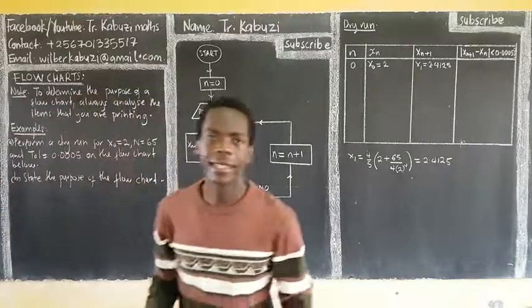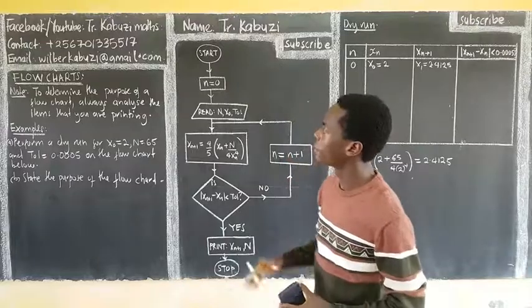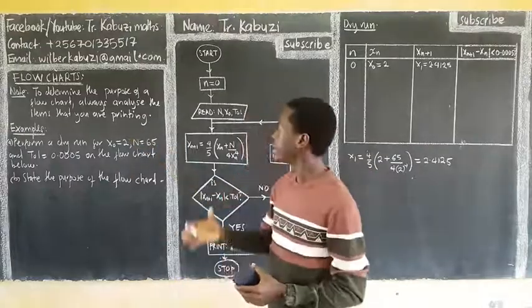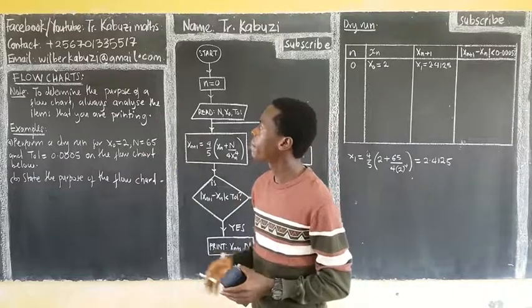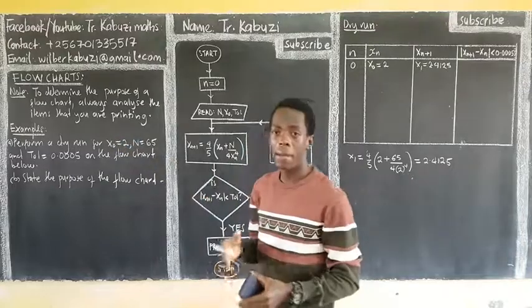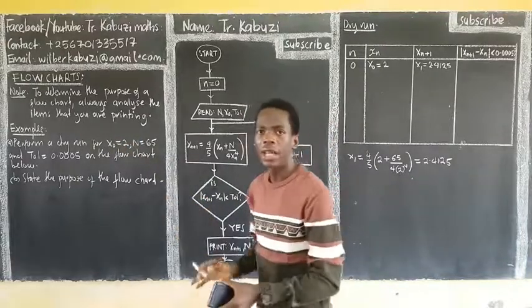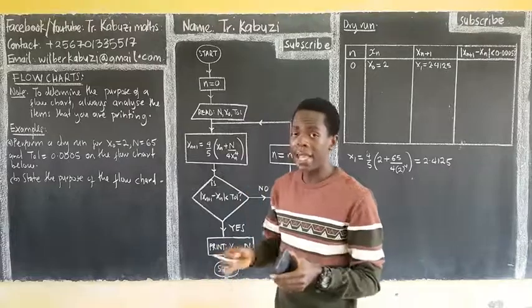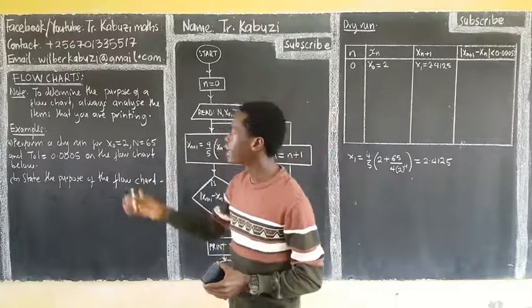Now, members, let us see examples about flowcharts. To determine the purpose of a flowchart, always analyze the items that you are printing. So when they give you something and tell you to print this, to get the purpose you always analyze the things you are printing. Okay, let us see an example here.